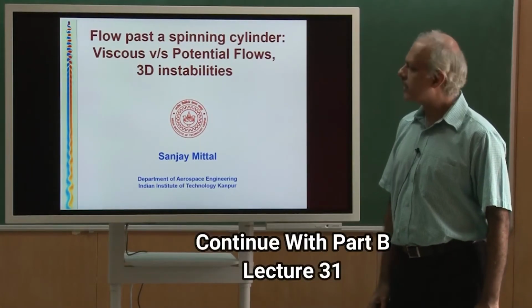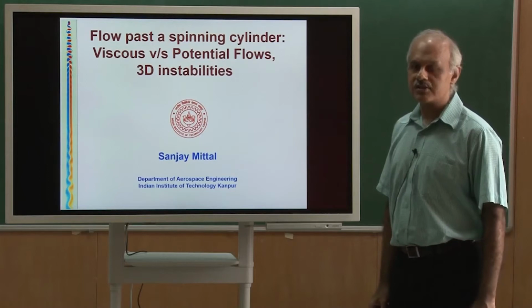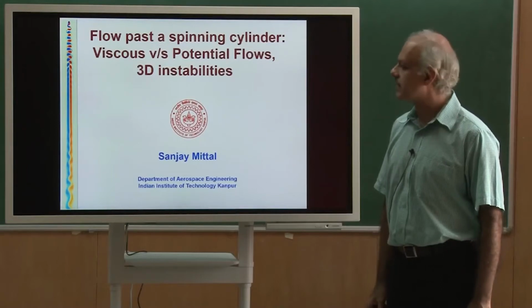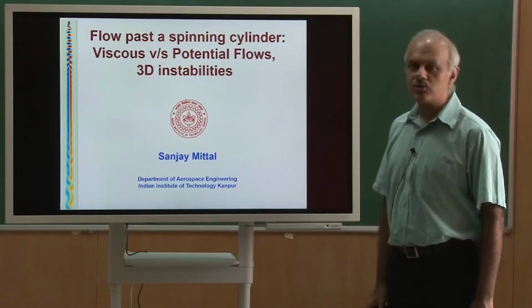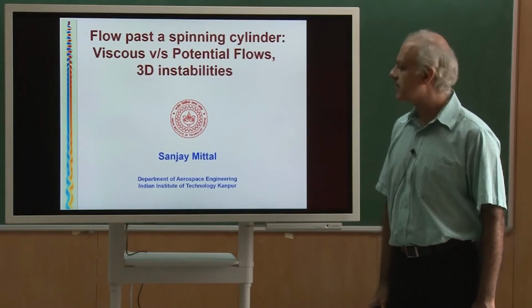We are now going to look at flow past a spinning cylinder, but with viscous effects. So, the full Navier-Stokes, and we are going to compare it with what we have just seen for potential flows, okay, for a circular cylinder. We are also going to look at what is the effect of 3 dimensions, so some 3-dimensional instabilities.